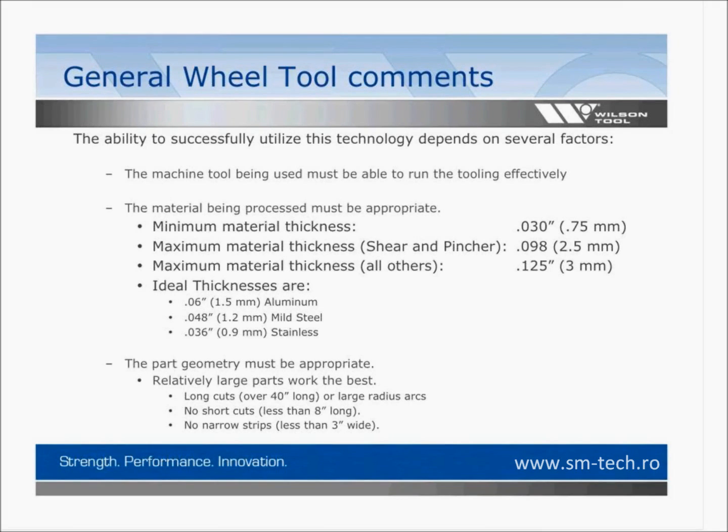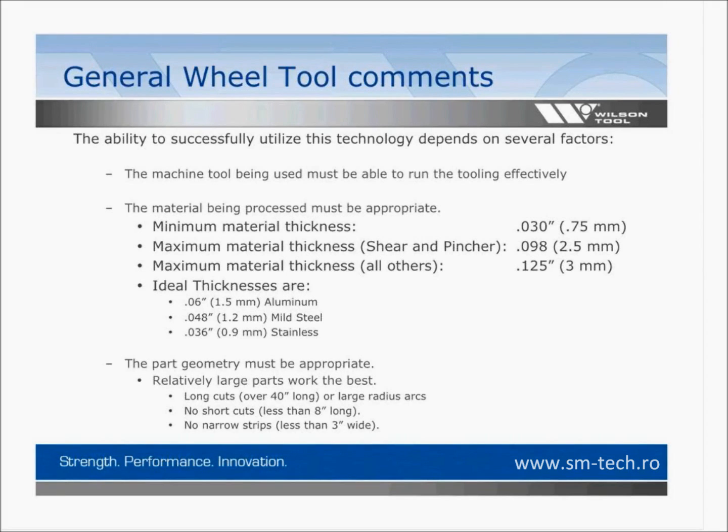Material types and thicknesses. Material minimum thickness we say is .030, maximum is .098 for the shear and the pincher, 1/8 inch for the other forming wheels. Ideal thicknesses, what we see is about .060 in aluminum, .048 in mild steel, and .036 in stainless. Those are the majority of what we see customers doing. And I think that agrees pretty well with the poll that we did earlier in this seminar. Your answers might have tended a little bit thicker than I expected. I think you were saying that .060 might have been your most common thickness from the poll answers.